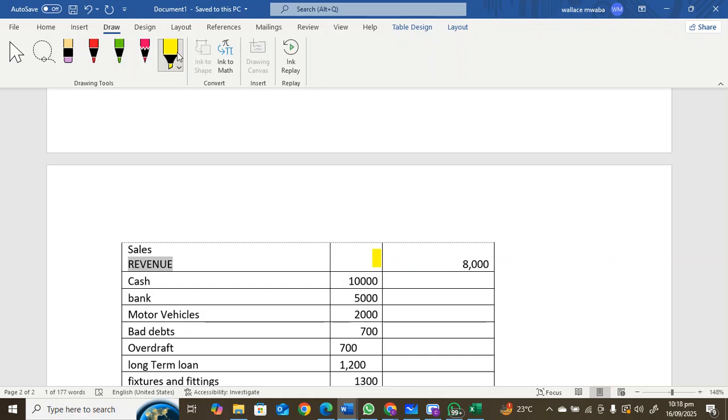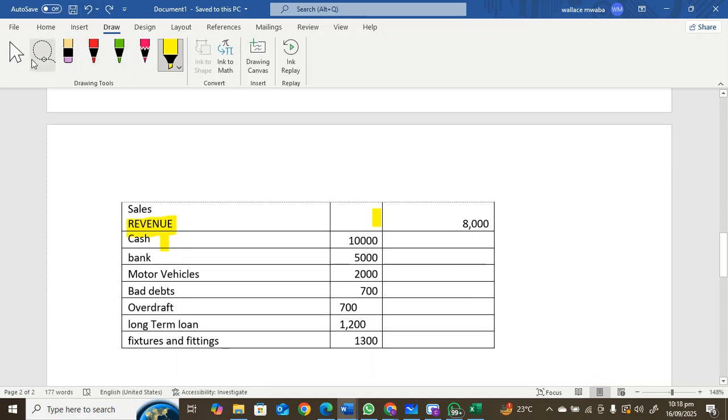Cash, this is the money you have on hand at the business. Is cash an asset, a liability? Is it income or is it revenue?